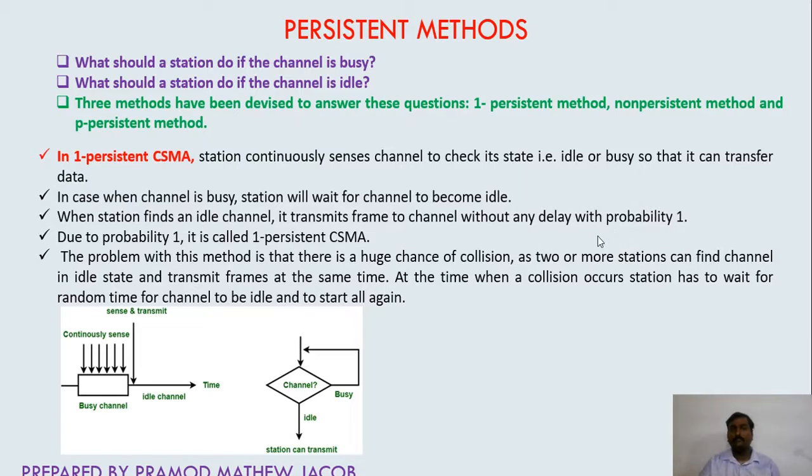The problem with this method is that there is a huge chance of collision, as two or more stations can find the channel in idle state at the same time and they will transmit frames simultaneously. At the time when a collision occurs, the station has to wait for a random time for the channel to be idle and start all again. So the flowchart for one-persistent CSMA is: it will check the channel condition. If the channel is busy, it will keep waiting till the channel becomes idle. If the channel becomes idle, then the station can transmit.